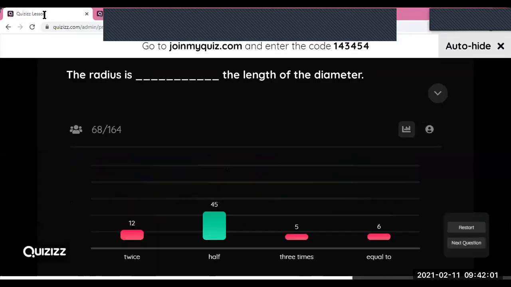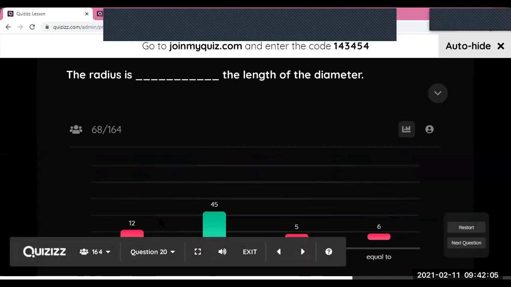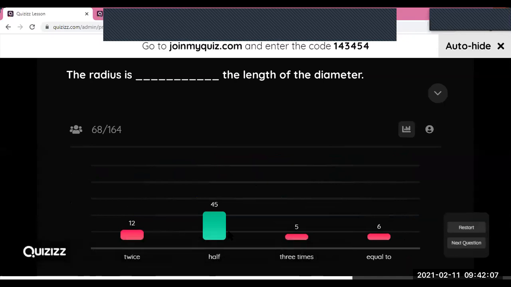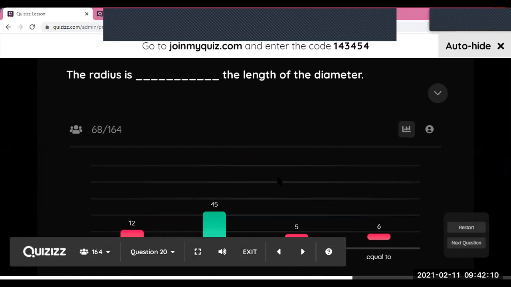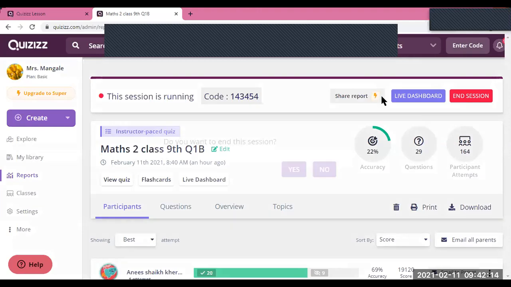Okay, and let's see how many of you got it right over here. 45 of you got it right. Some of you got confused on twice. See, diameter is twice of radius, but radius is half of the diameter. Okay, so with that, let us see the score.